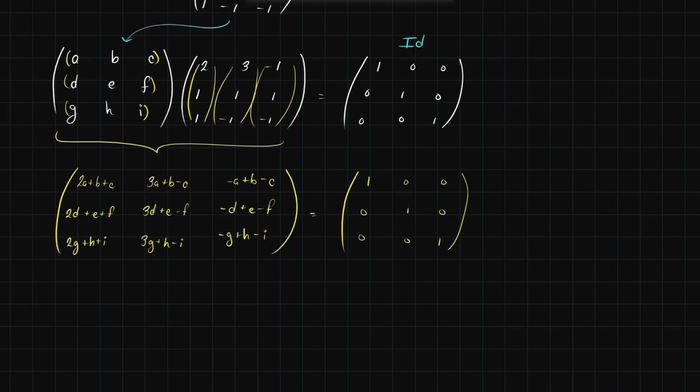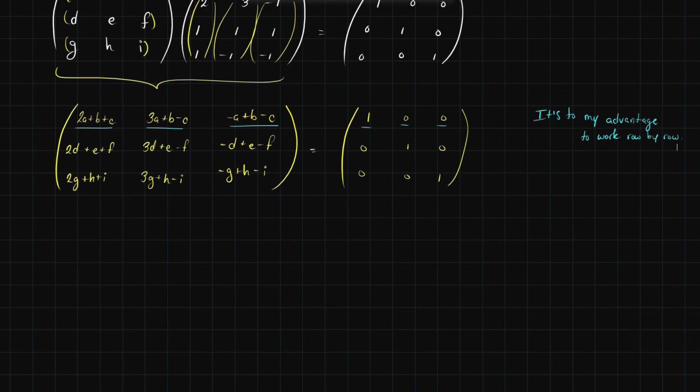And now we just need to compare all terms. It's usually to my advantage to work row by row. Maybe I'll make this as a note here. So it's to my advantage to work row by row because this is what's really separating into three systems of 3 equations rather than one system of 9 equations. So let's just write this first row out.